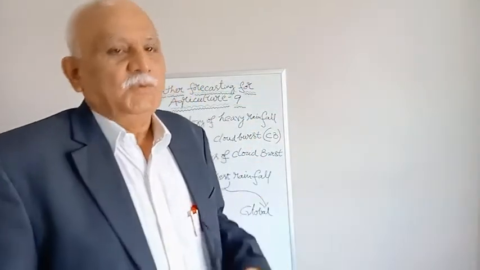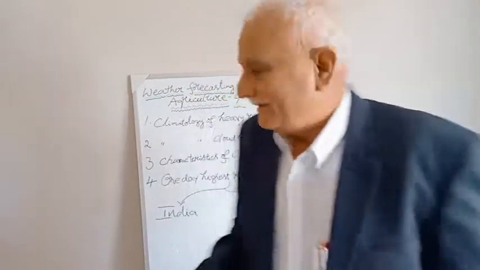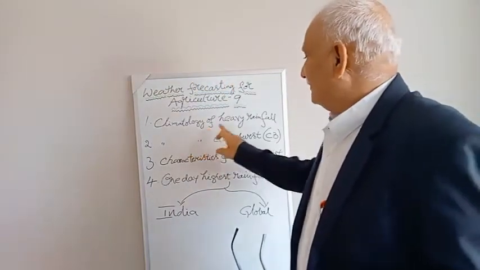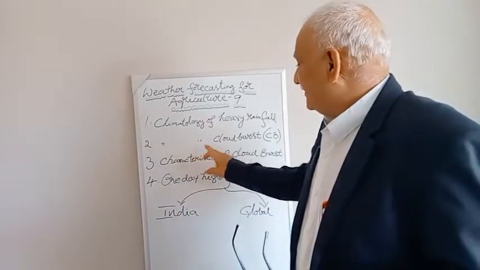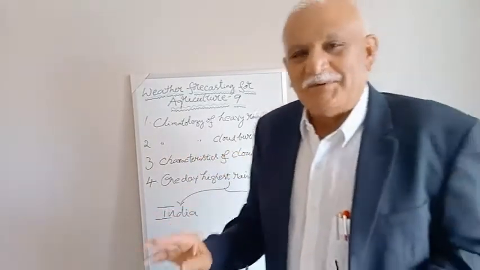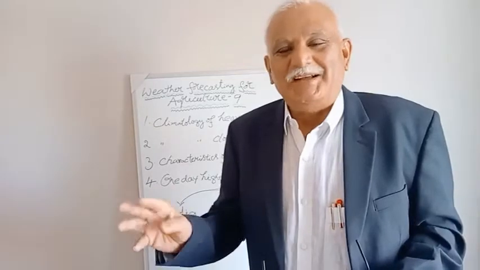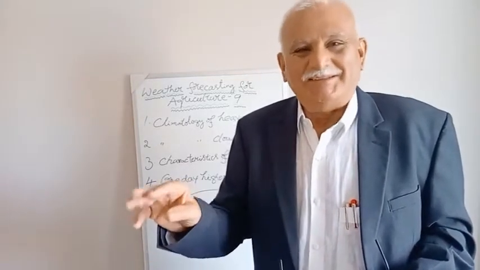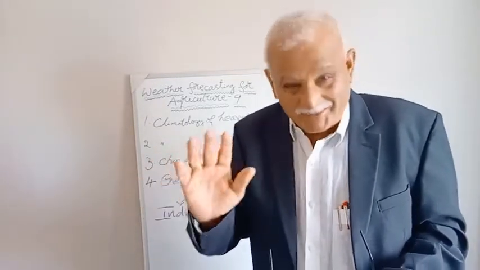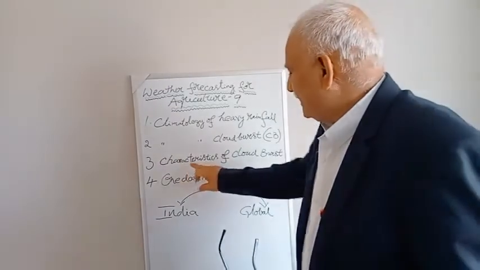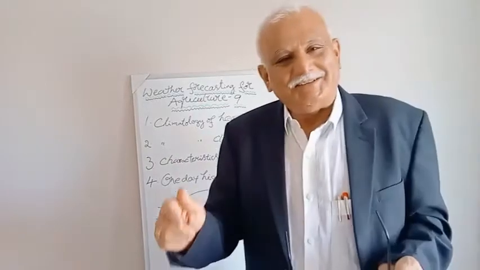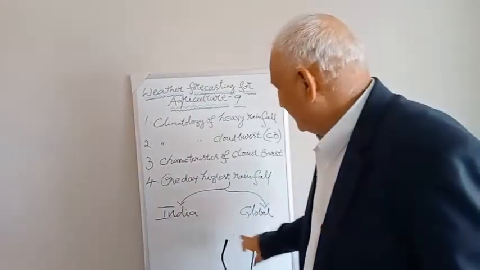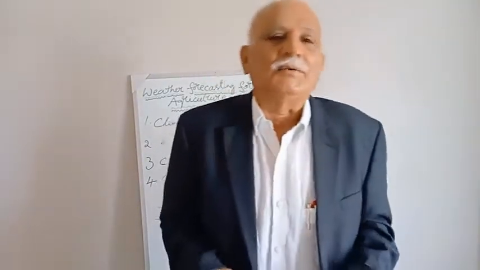In this class, we are going to understand the climatology of heavy rainfall as far as India is concerned, and the climatology of cloudburst, CB. Usually CB is used for cumulonimbus cloud, but that is capital C, capital B. For cloudburst, it is capital C, small b. Now, see the characteristics of cloudburst, and one day highest rainfall both in India and globally. These are the things that we are going to understand in this class.